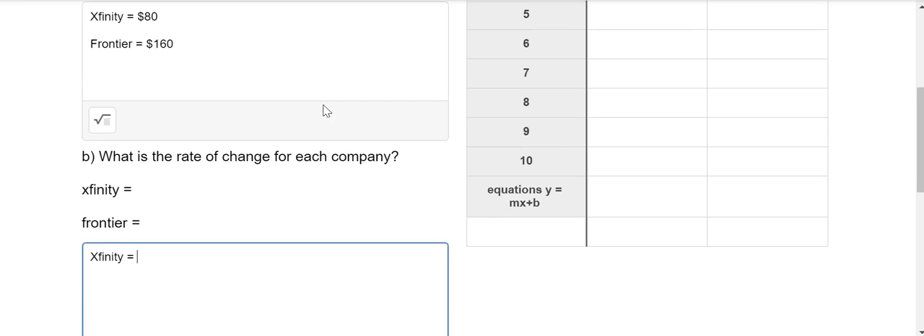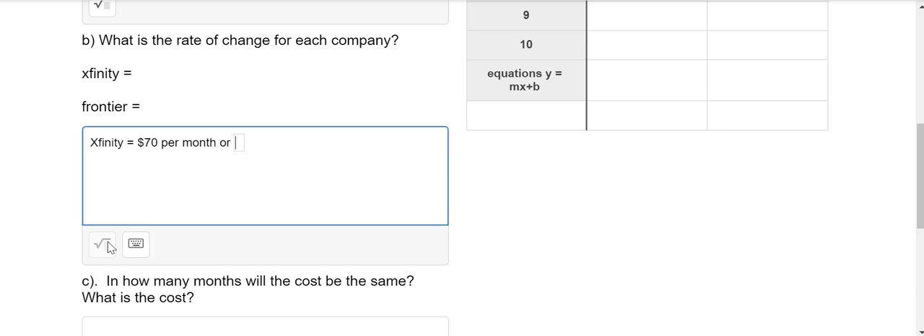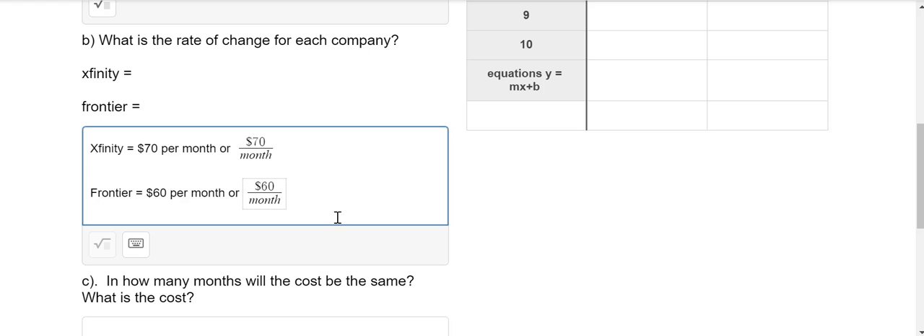Xfinity is $70 per month, or it can be written as a fraction. And for Frontier, it was $60 per month, or you can also see it as a fraction. Whenever you want to type a fraction, you click on the math type, if you want to type an equation or a fraction. So you want the fraction here. It's $60 per month.